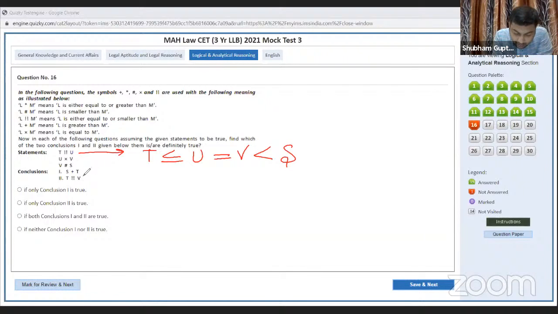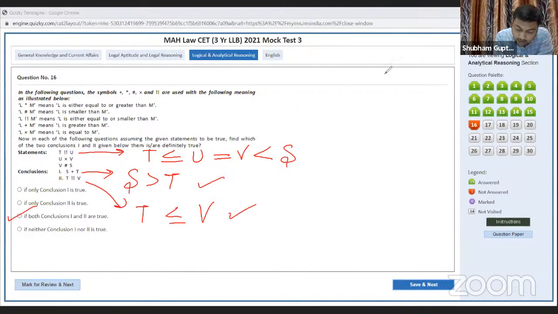Now I can make something. S is greater than T. And if I talk about T, T is less than or equal to any of them, it would be correct. Because T is less than or equal to U and U is equal to V, so I can move V here. So it is both correct.